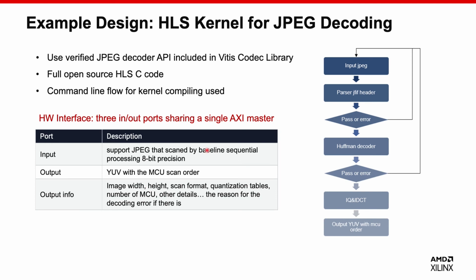This is the HLS kernel for JPEG decoding. It uses the JPEG decoder function in the Vitis library codec part. In the JPEG decoding process, all decoding jobs are finished by the hardware kernel. The JPEG decoder function in the Vitis library has 3 ports: one input port for JPEG file data input, one output port for YUV data with MCU scan order, and another output port for image information, such as the image size, scan format, and so on. In the top HLS kernel, all the 3 ports are merged into a single AXI master.